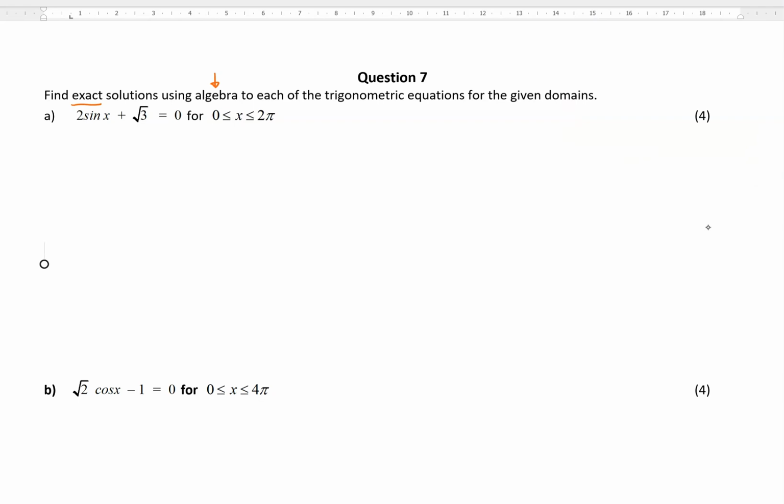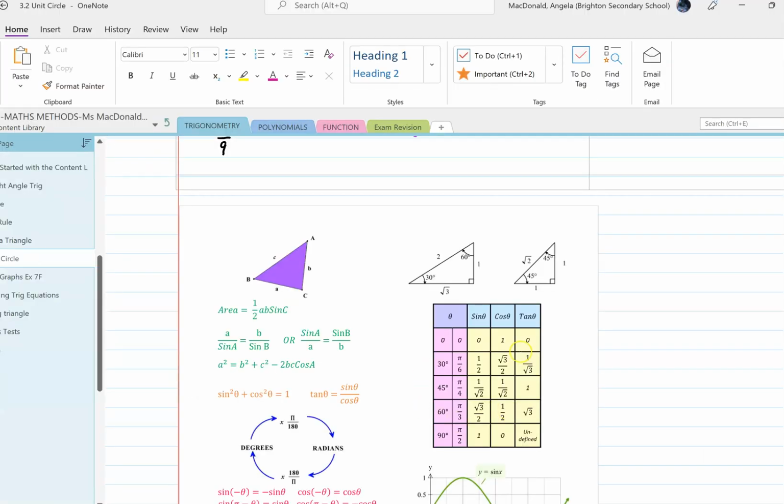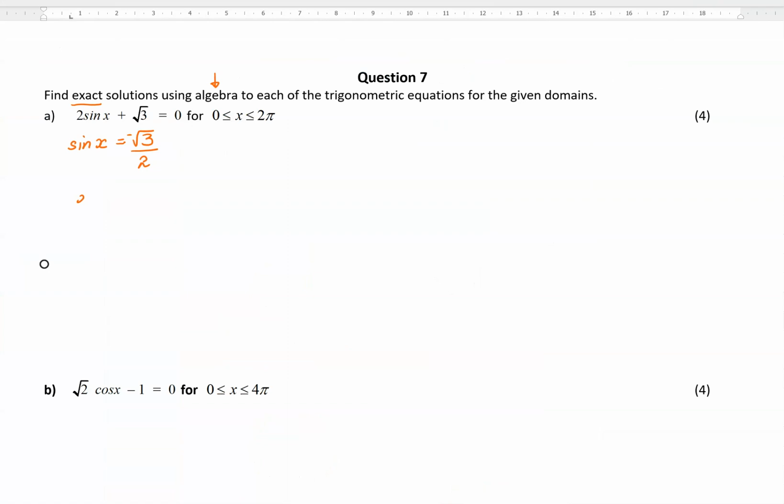So here we go. First thing we want to do is we want to get sine x by itself. So the root 3 goes on the other side. It becomes minus root 3. We divide by the 2. Okay, and this is one of those ones where we have exact values for. So you should have your bookmark handy. All right, we've got this, and we can see sine of root 3 on 2. So pi on 3 is our working angle. So we've got x is pi on 3. I'm not bothered about the negative because that's going to come into play now.